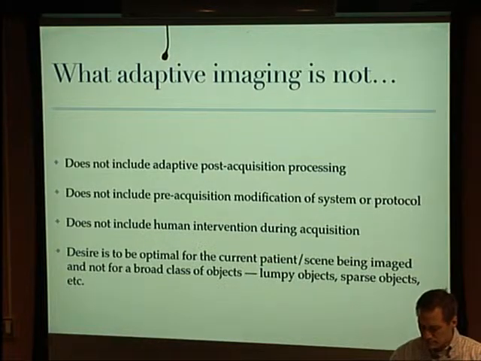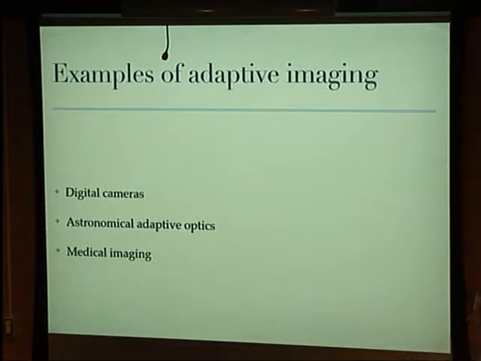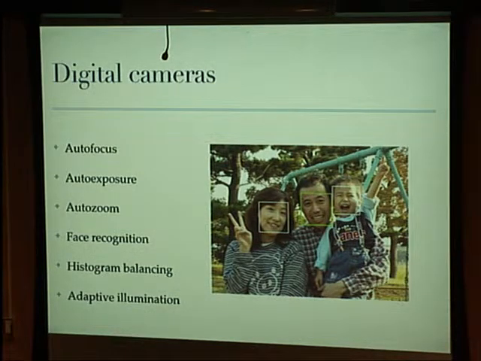And now, there are lots of examples of adaptive imaging. Anyone with a camera in their phone, that's an adaptive system. People in astronomy have been using adaptive optics for decades, or at least a decade. And there are other medical imaging examples as well. So in your digital camera, you have autofocus, auto exposure, auto zoom, face recognition, histogram balancing, adaptive illumination. All these things are done automatically just by the camera analyzing the scene at which you're pointing the system.